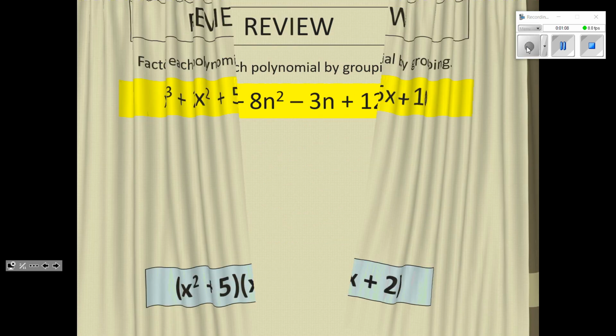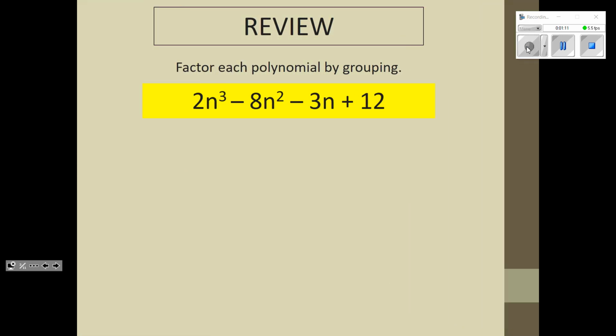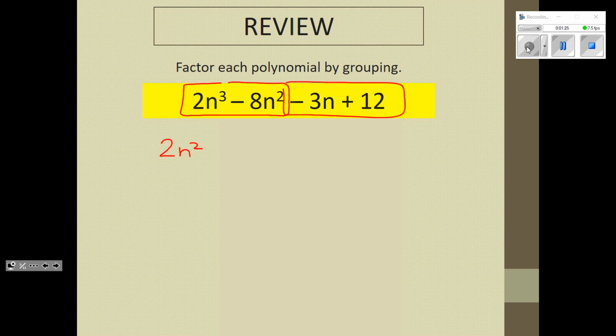In another example, we look for the greatest common factor for all 4 terms. There is not one, so we break it into our 2 groups. That's why it's called grouping. We're going to pull out the greatest common factor for the first grouping. That would be 2n squared. Now if we divide both of those terms by 2n squared, what is left? We have n minus 4.